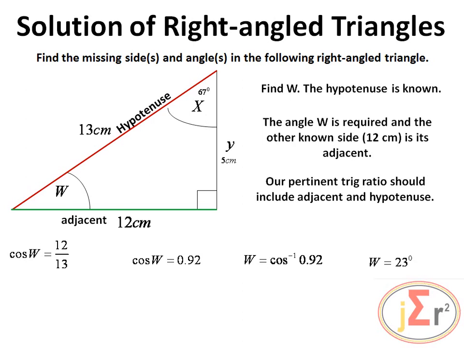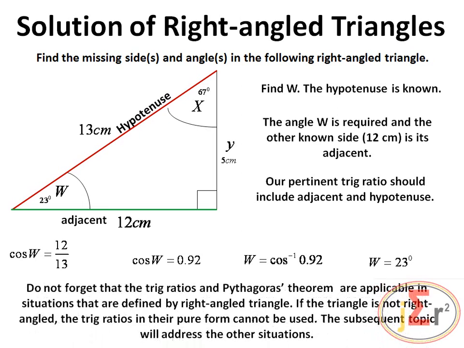Now that we have established the trig ratio, we are going to use the trig ratio to determine the size of the angle, because we do not have the angle as yet. That is done by taking the inverse of the trig ratio. Do not forget that the trig ratios and Pythagoras' theorem are applicable in solutions that are defined by a right angle triangle. If the triangle is not right angled, the trig ratios in their pure form cannot be used. The subsequent topic will address the other situations. So, do not say opposite over hypotenuse if the triangle is not right angled.